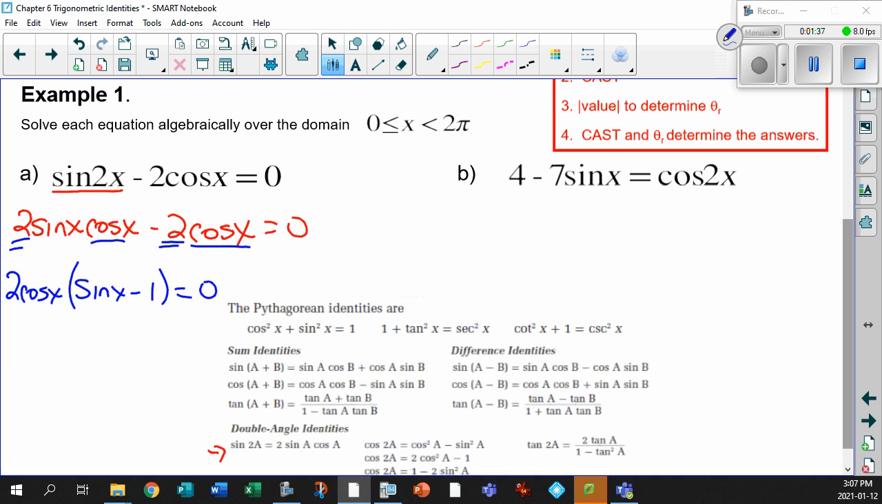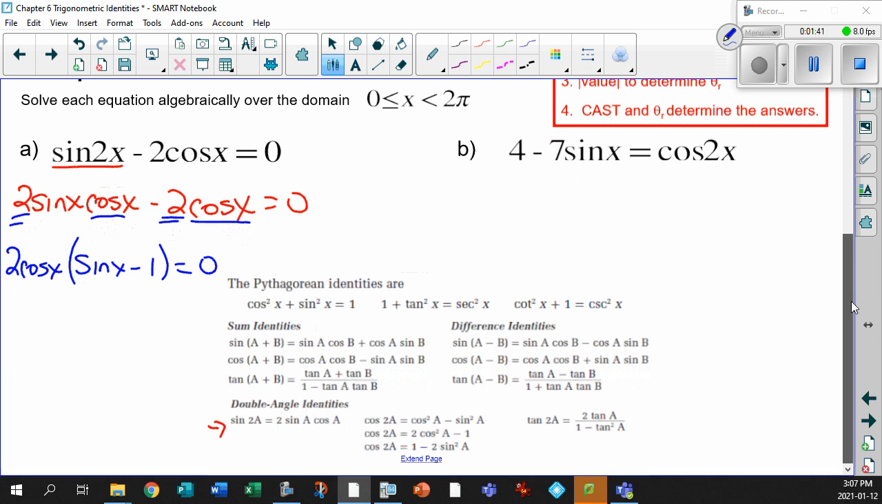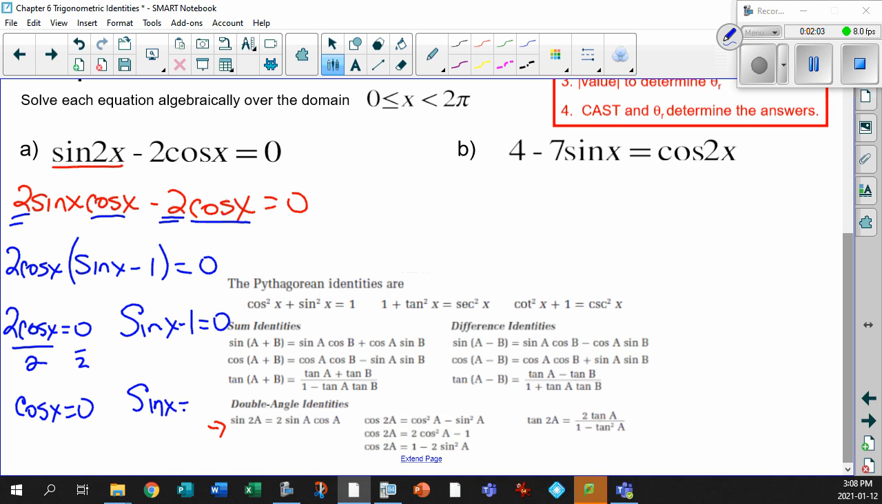Can you solve that? Of course you can. You've done 1,000 of these already. So let's go out and do it. Check this out. This becomes 2 cos x equals 0. This becomes sine x minus 1 equals 0. And you know how to solve ones like this. Isolate first, divide by 2, divide by 2. This gives you cos x equals 0. Bring the 1 over. This is sine x equals 1.